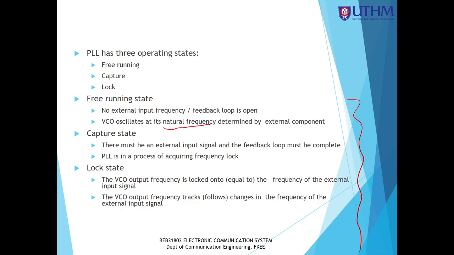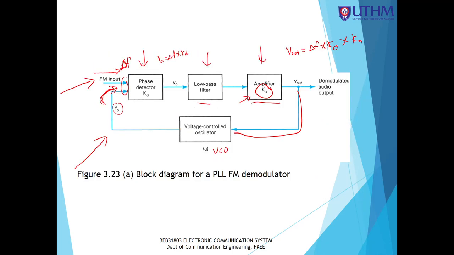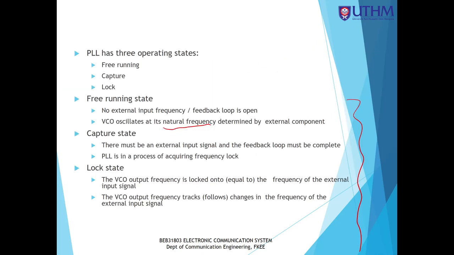Dia oscillate pada frequency asal dia. Dia tidak berubah kerana tidak ada feedback. You see that if there's no input, that means there's no feedback. No input means there's no feedback variation. Tidak ada feedback seperti ini. So this is the free running state.